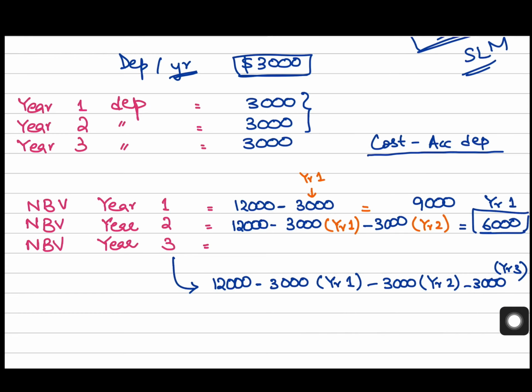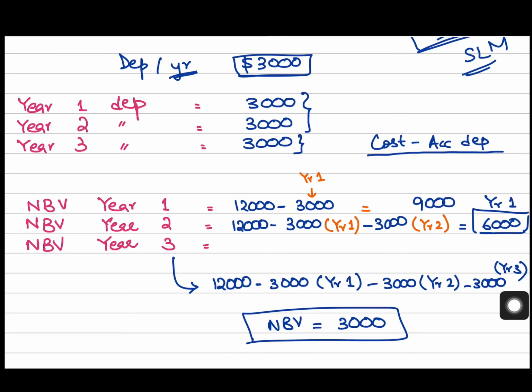So by the end of year 3 our asset has been further depreciated by this 3,000. That is why the accumulated depreciation is 3 plus 3 plus 3, it is 9,000 right now. So the net book value of this building at the end of year 3 is $3,000, right? And this is what?